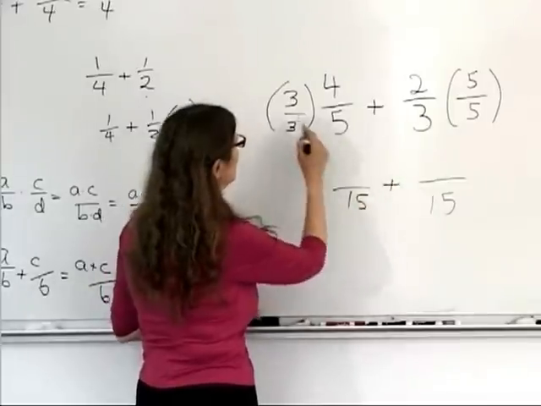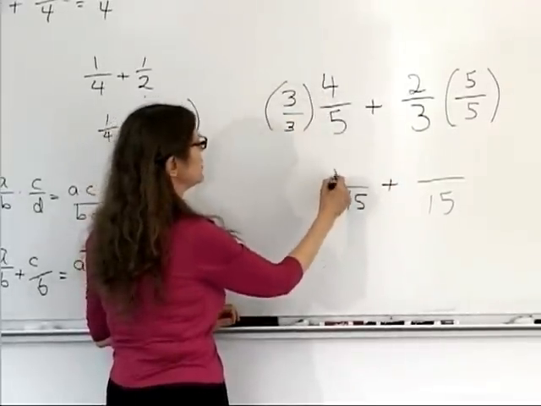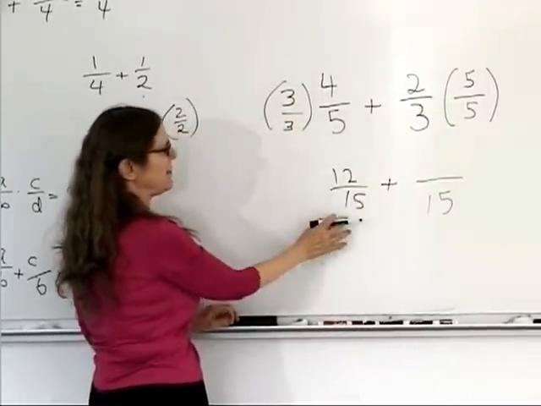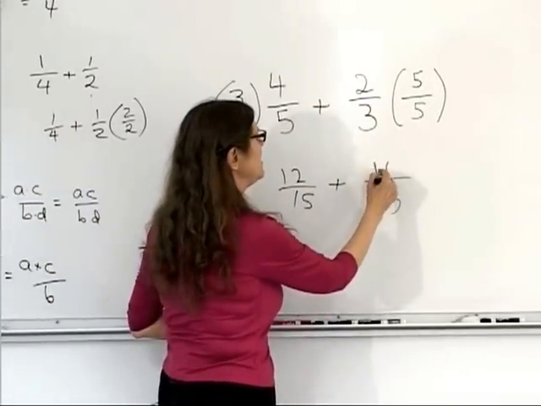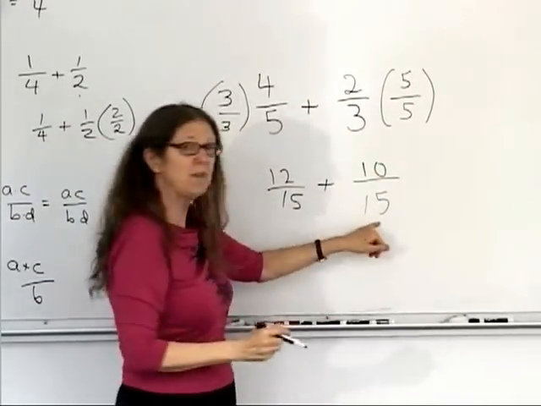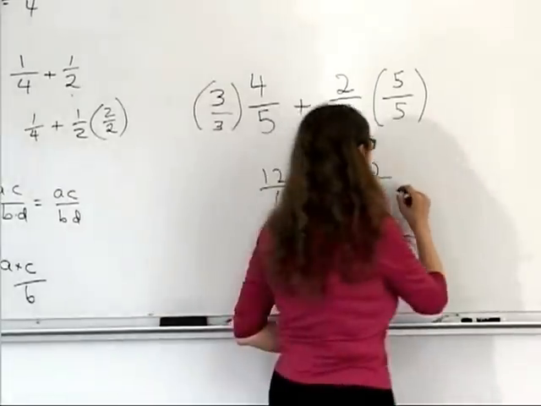So this is equivalent to 3 times 4 is 12. 3 times 5 is 15. I already wrote that down. 2 times 5 is 10. 3 times 5 is 15. I already wrote that down.